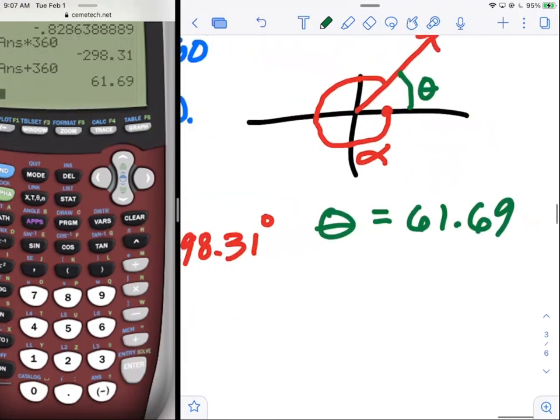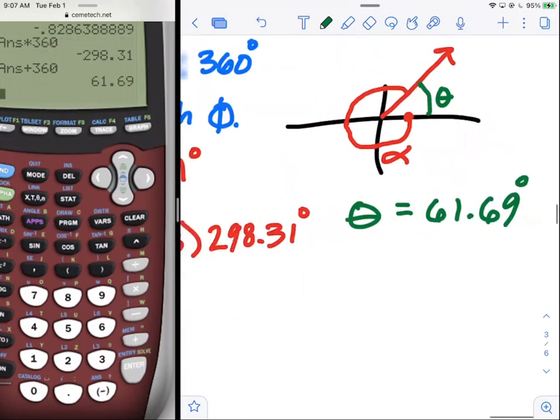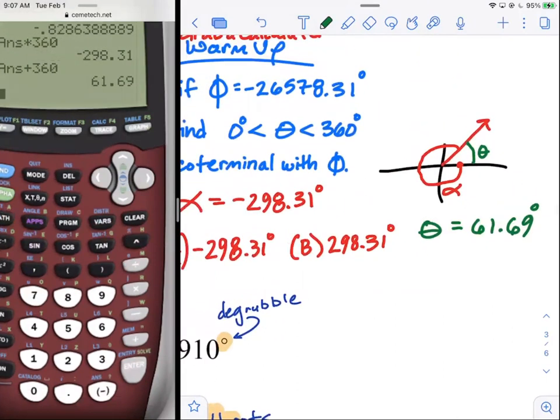Okay, and you get theta equals 61.69 what? Degrees. Okay, the degree symbol has to be there. So 61.69, and -26578.31 and -298.31 are all what with each other? Coterminal. Okay, cool. Oh, we do. Oh, yeah. 3 decimals always.